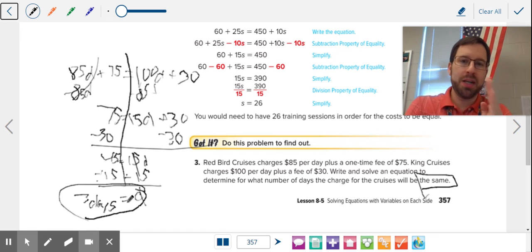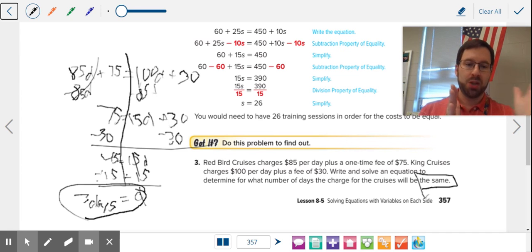So 3 days is our breaking even point. If you go for 3 days, it doesn't matter what cruise you go on. If you go less than 3 days, go with King. If you go more than 3 days, go with Redbird. Okay? Pretty cut and dry.